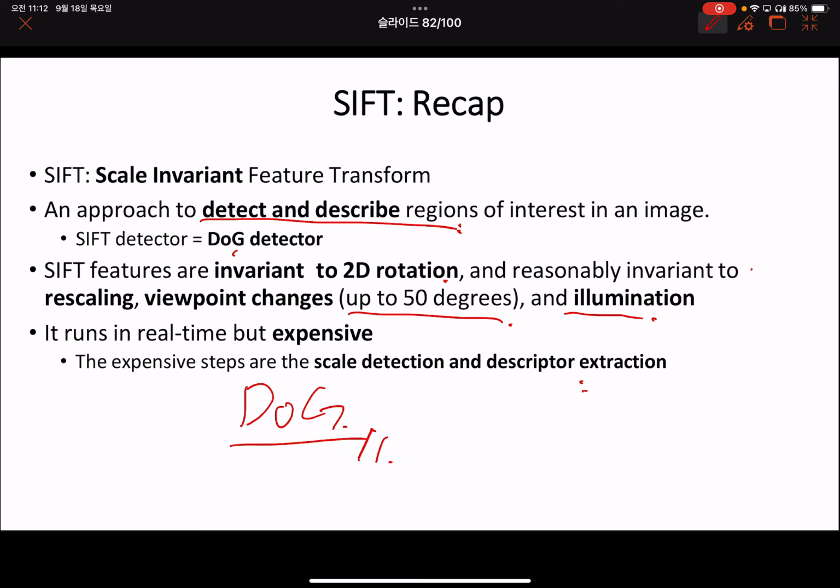Considering this was invented 20 years ago, I think this is not expensive at this moment. We have very advanced computational hardware these days, but at that time, CPU was the dominant device. Now all people use GPU, right? But at that time, GPU was not mature at all. So most of the algorithms in OpenCV are based on CPU, and it might be a little bit slower and expensive. Expensive steps are the scale detection and descriptor extraction.